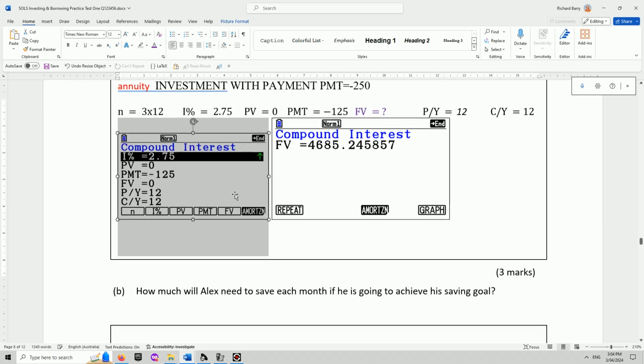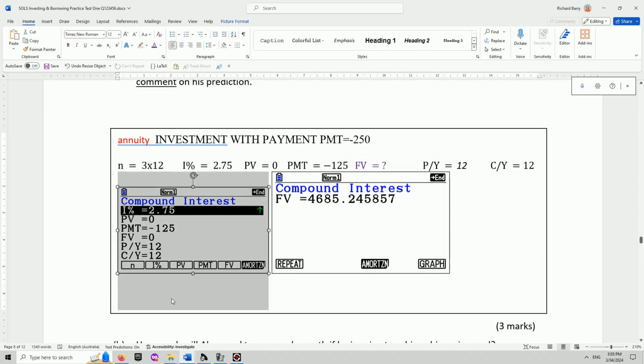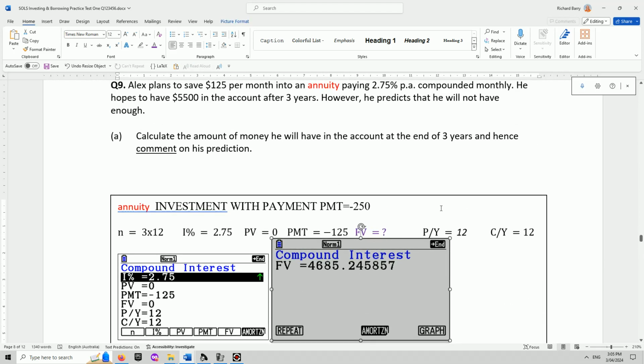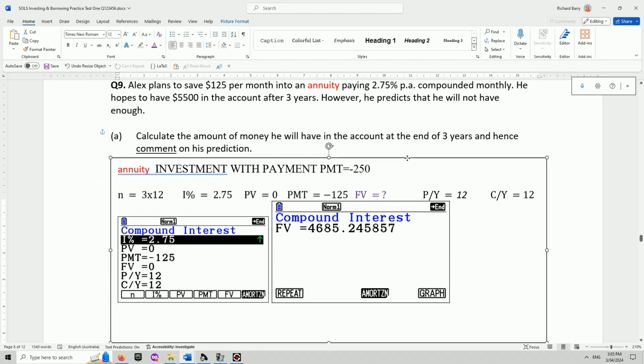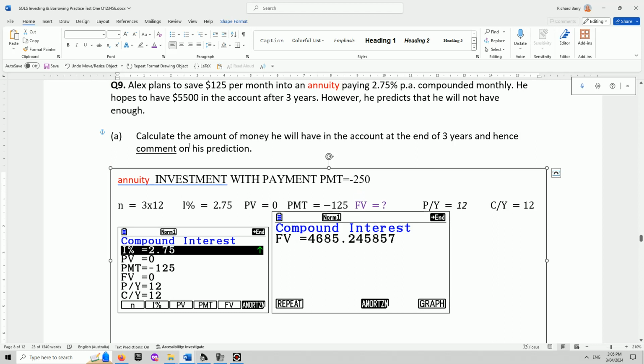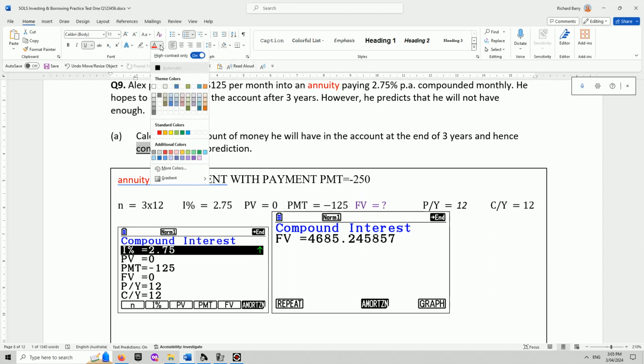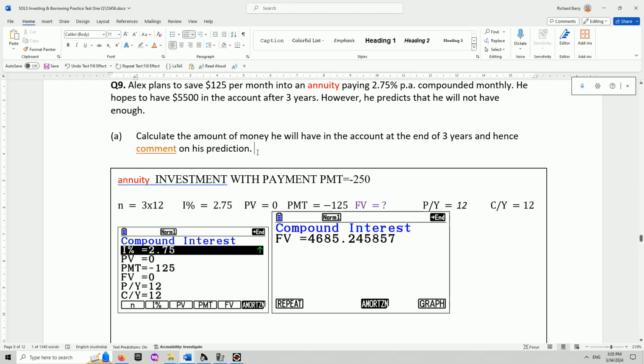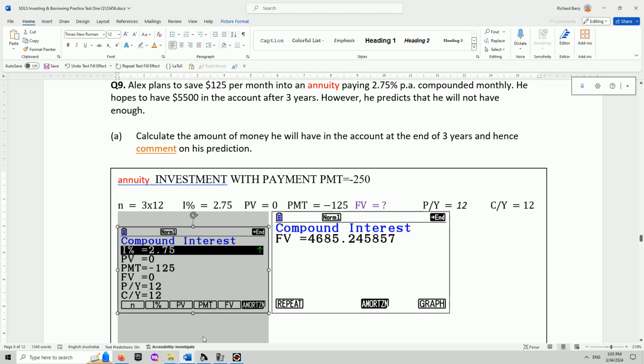Now, debrief. As we get towards the end of the questions, some information is going to be going on. Comment. Comment. Comment. Do people understand there's a mark for comment? Is this enough?